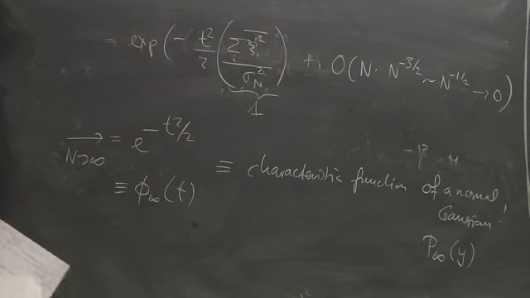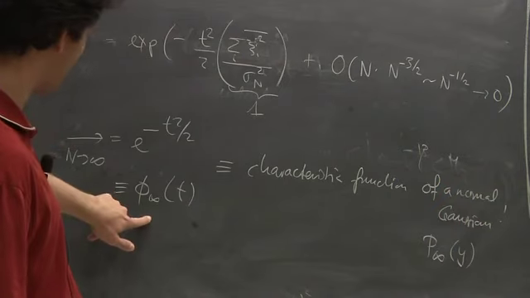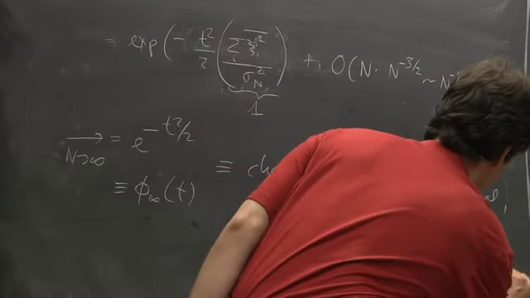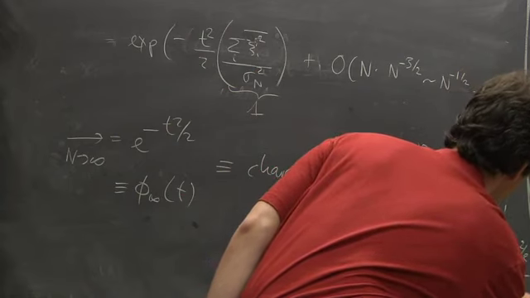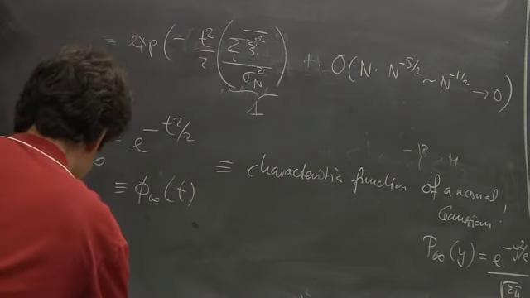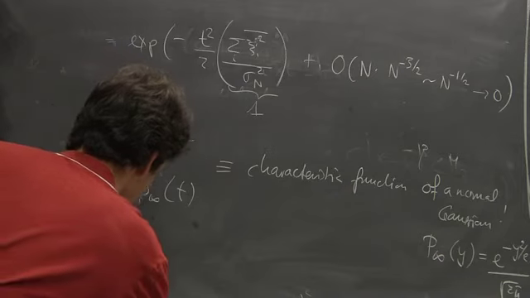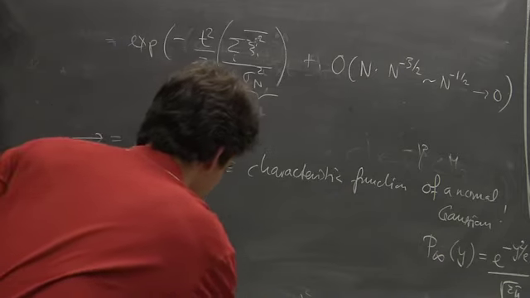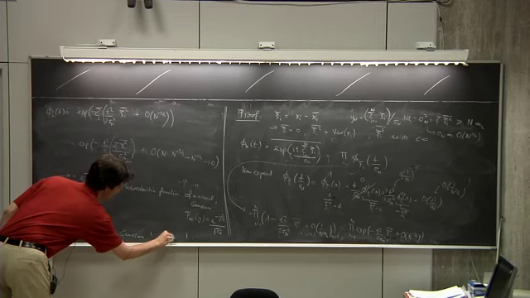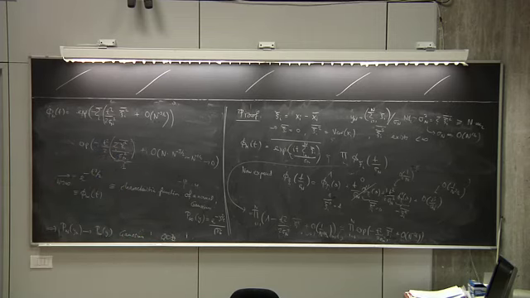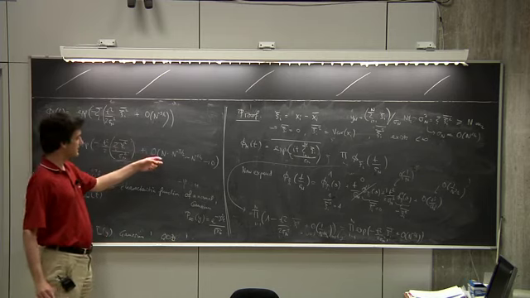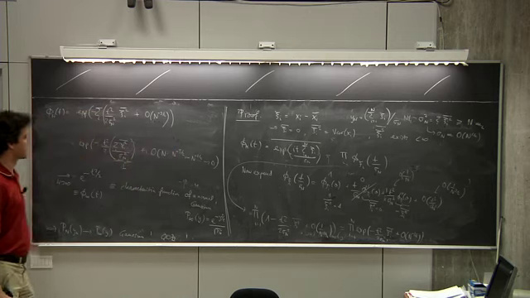And now by the previous theorem that I stated, if phi n tends to phi infinity, it means that Pn tends to P infinity, which is just e to the minus y squared over 2 over square root of 2 pi. So Pn of yn tends to P infinity of y, which is Gaussian. Okay, and that is the central limit theorem. So the distribution of our standard variables tends to the Gaussian distribution if n is large, because then these correction terms disappear.